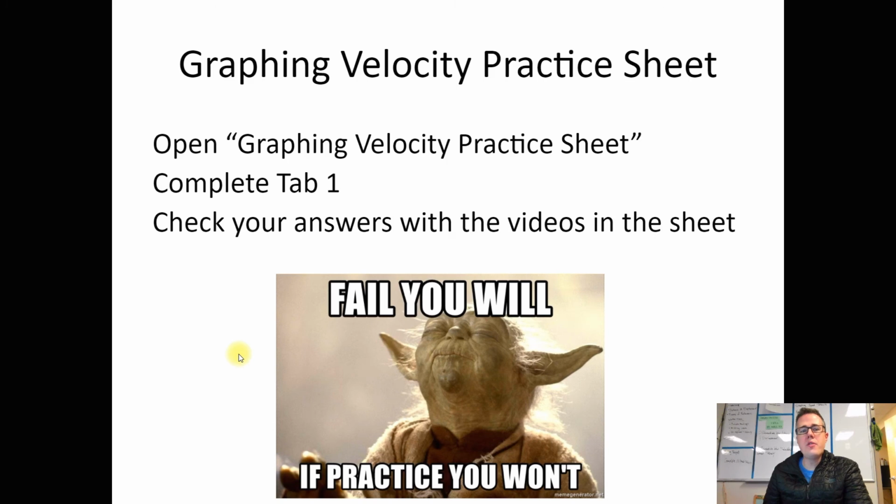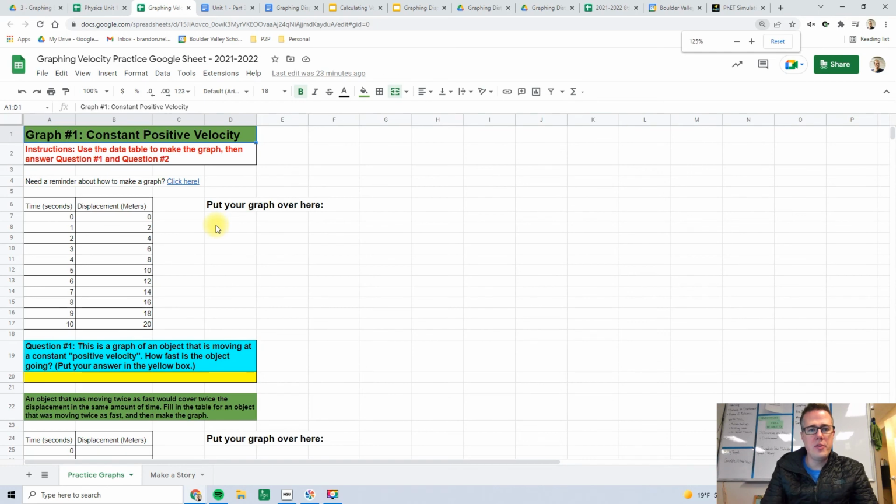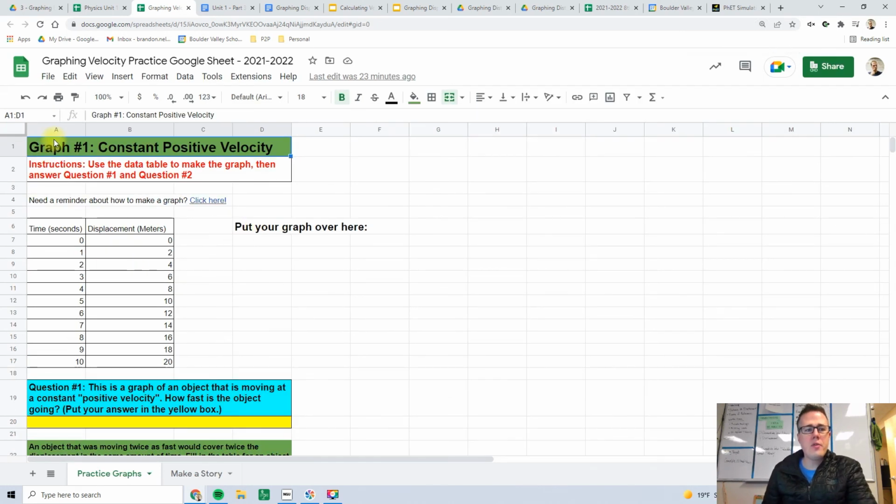The last thing that you need to do for this lesson is go into Google Classroom and open the Graphing Velocity Practice Google Sheet. On tab 1 is where you're going to start. Here's what it looks like. Down at the bottom of the sheet, you'll notice that there are two tabs. The first one says Practice Graphs, and the other one says Make a Story. We're going to be working on the Practice Graphs one to begin. So let me zoom in just a little bit. As long as you're following along from top to bottom, you should be all set to go.